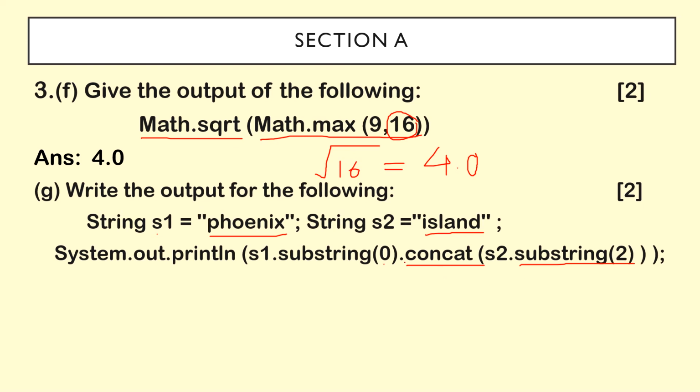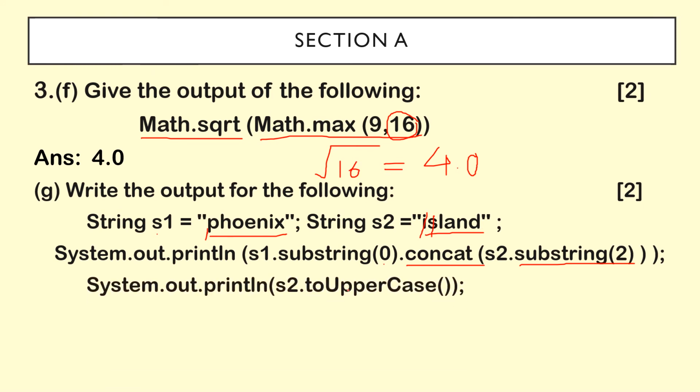Okay, so whenever I say substring of 0, it means starting from the starting point of this. So phonics is completely going to come over here with concatenation, means placing side by side, and substring of 2 means I and S will be removed and we'll have land. So phonics land will be my first println statement. Now let's see the other one.